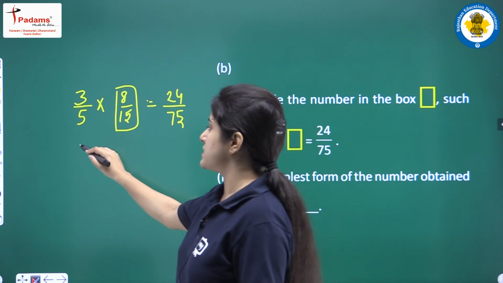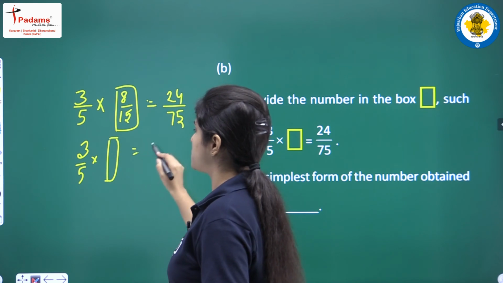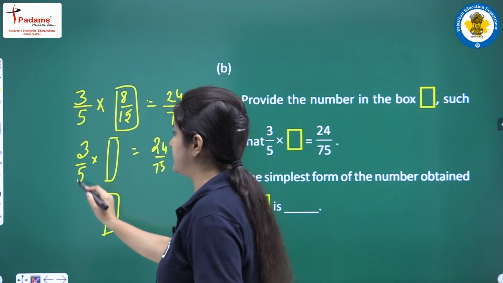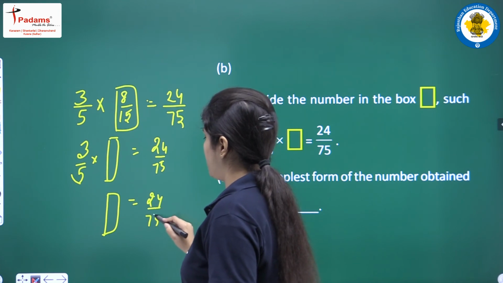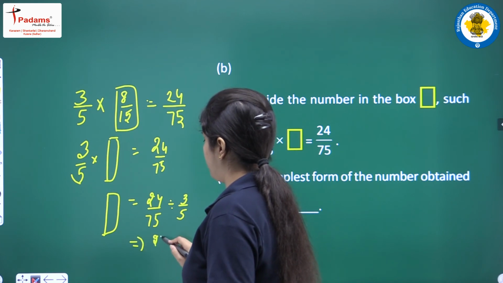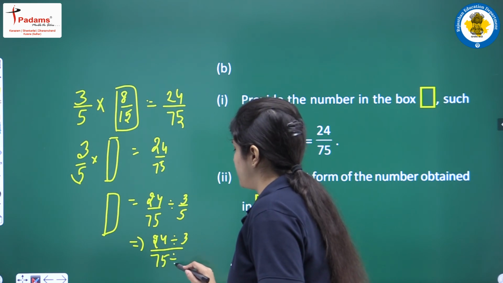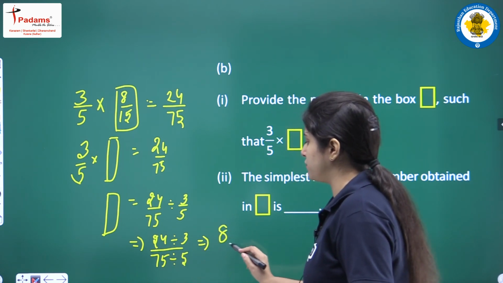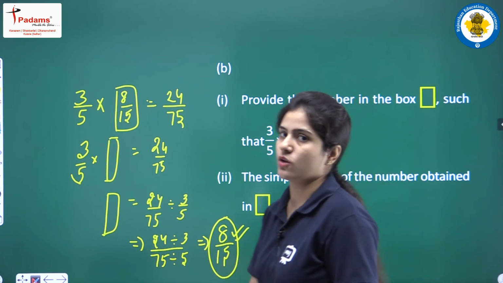Also you can do this question as 3 upon 5 into the box is equals to 24 upon 75, right students? Now keeping the box as it is, you can take this thing as the division, okay, on the other side. 24 upon 75 divided by 3 upon 5. So this is 24 divided by 3 upon 75 divided by 5. So 24 divided by 3 is equals to 8 and 75 divided by 5 is equals to 15. So you can also solve this question by this method, alright students.